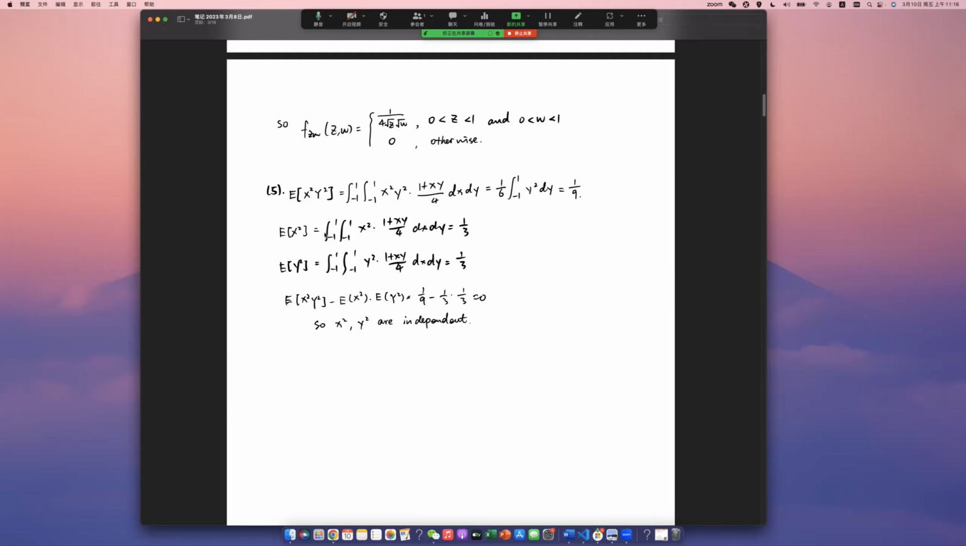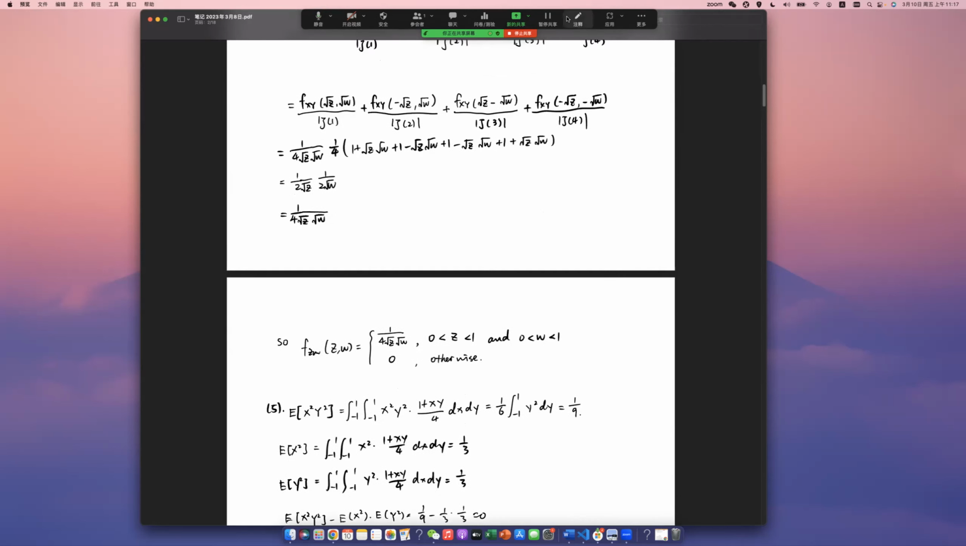And then we calculate the expected value of X squared, just using x squared times the density function, and we get 1/3. And then for the expected value of Y squared, we get 1/3 as well. So the difference between the expected value of X squared times Y squared minus the expected value of X squared times the expected value of Y squared equals 0. So they are independent in this case.